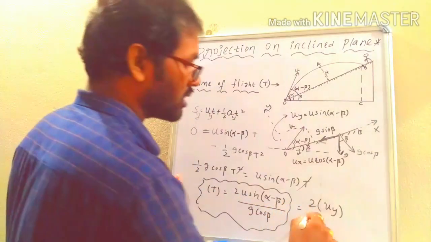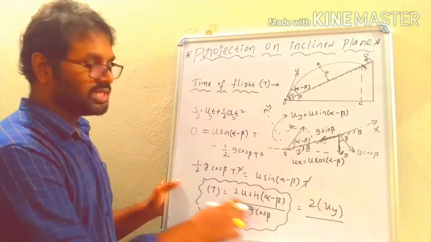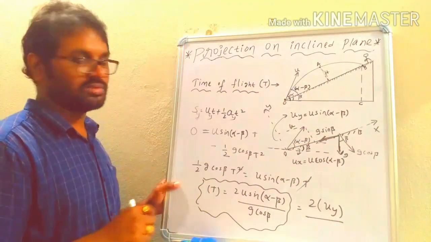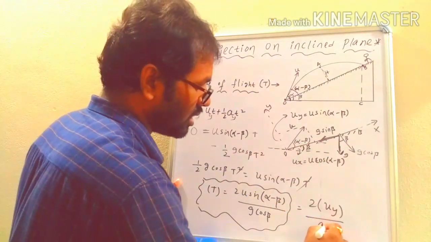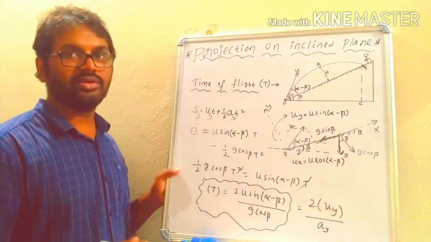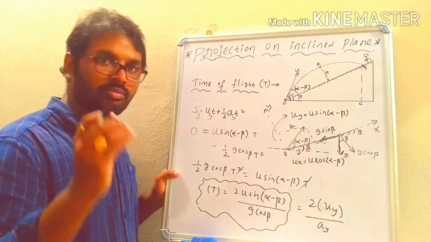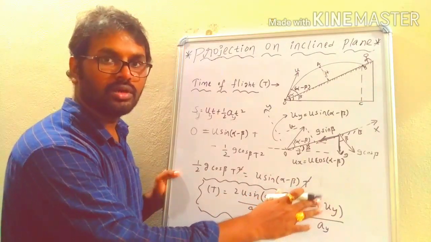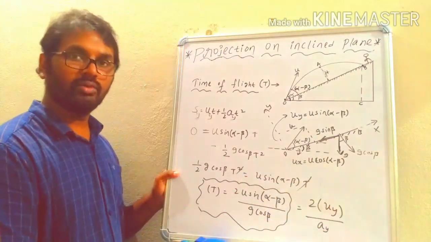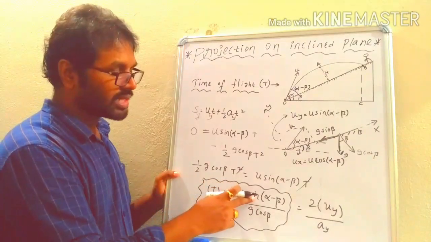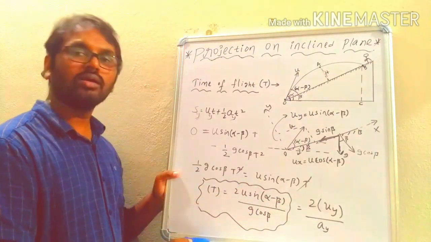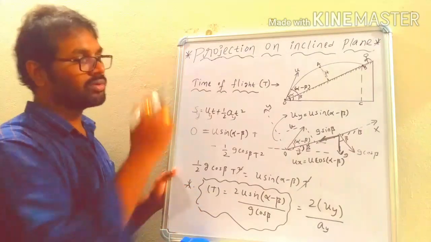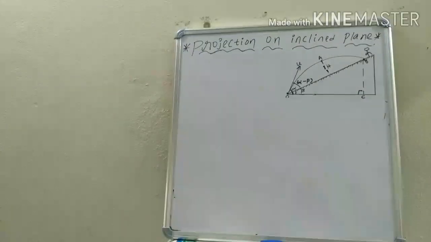2 into Uy divided by g cos beta, the component of gravity along the y direction. So you can write it as the acceleration along the y direction, Ay. So in a simple way, we write time of flight is equal to 2 times Uy divided by Ay, nothing but 2u sine alpha minus beta divided by g cos beta. A very important expression to calculate the time of flight.